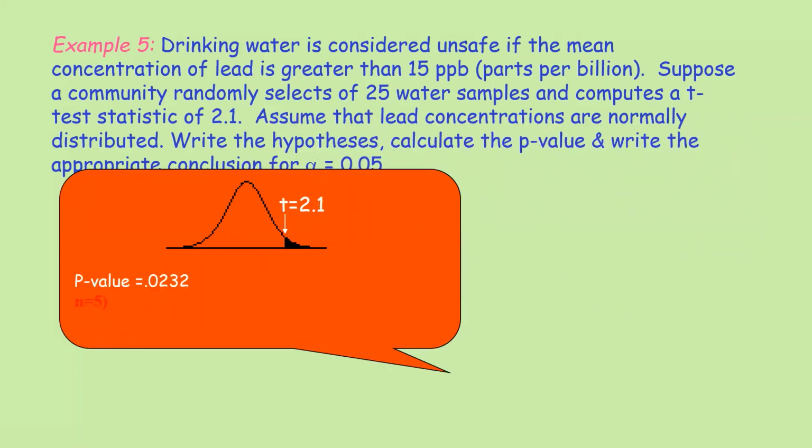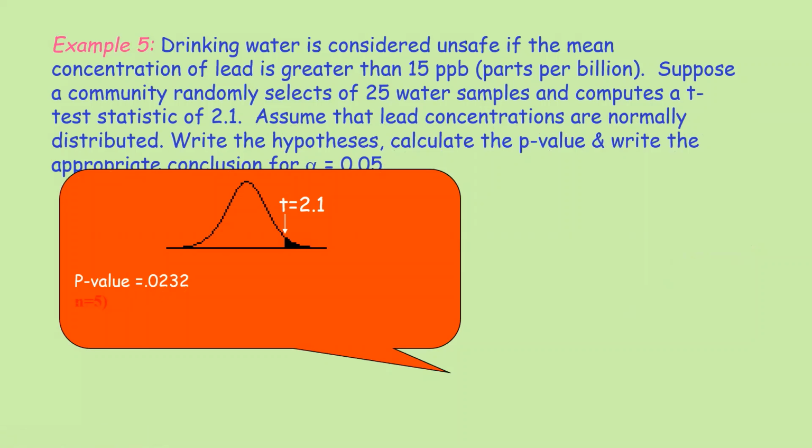So again, you don't have to calculate this test statistic here. It tells you t equals 2.1, so you can look at your t table here. And again, we're looking for probability of area to the right because we're testing against greater than 15. So if you do 1 minus the value in the t table, you should get a p-value of 0.0232.